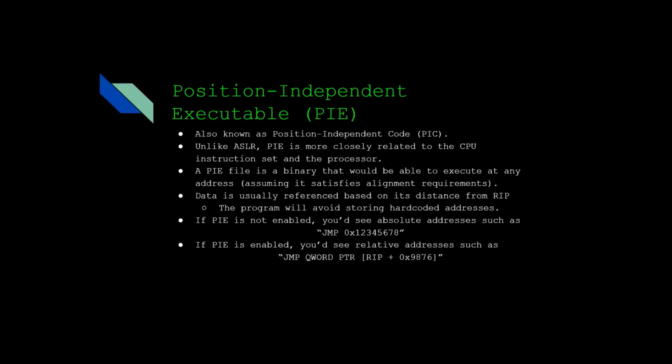The way that a PIE file works is that instead of hard coding its addresses, it's going to reference data based on its distance from RIP or EIP. If PIE is not enabled, you would see an address like this, where the address right here is just hard-coded. But if PIE is enabled, you would not see a hard-coded address. Instead, you would see a relative address, which is what you see right here, where we're addressing it based on what the value of RIP is.